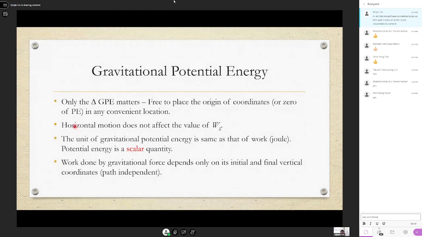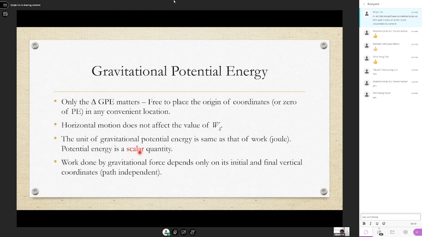Horizontal motion does not affect the value of Wg. Again, horizontal does not affect, only the vertical one. The unit of gravitational potential energy is the same as that of work. So when we have energy, the units will always be joules. Potential energy is a scalar quantity, same as kinetic energy. Scalar means it has no direction. It has only magnitude.